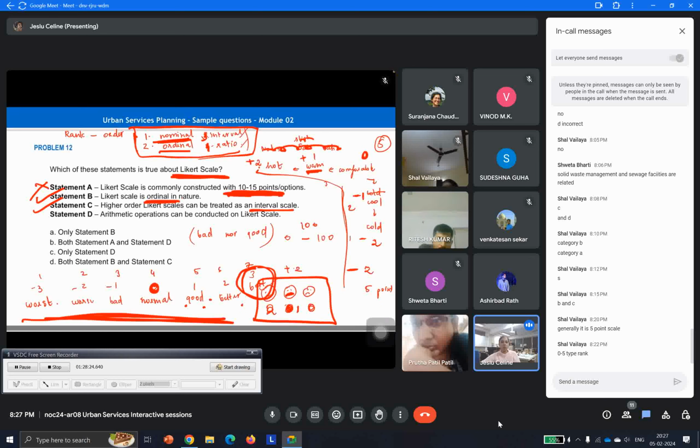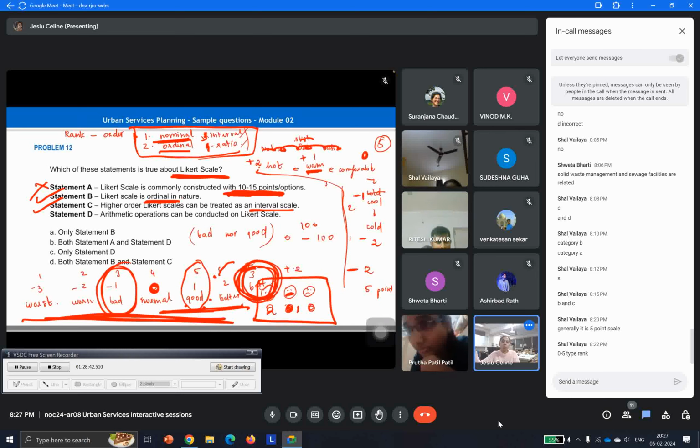No, no, it cannot be conducted. Why? Because taking any of these examples, if one person says that he feels good and the other person says that he feels the best, or let's say the other way, one person says that they feel bad and the other person says he feels the best, and if we average both and then say that overall these two people are feeling good, that's not the correct statement, right? So you cannot do any arithmetic operations.